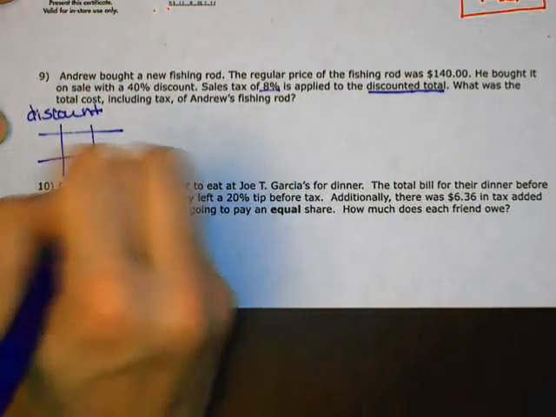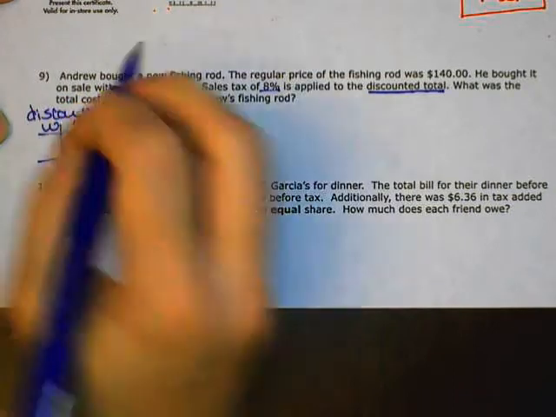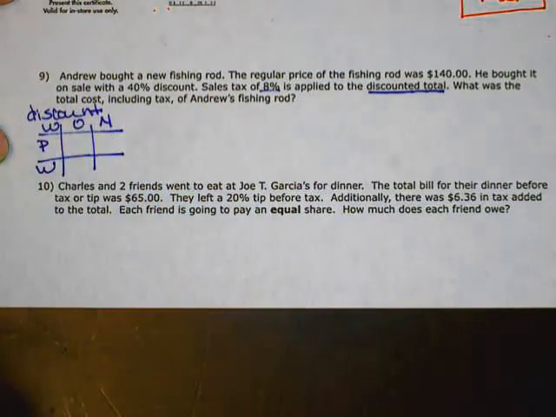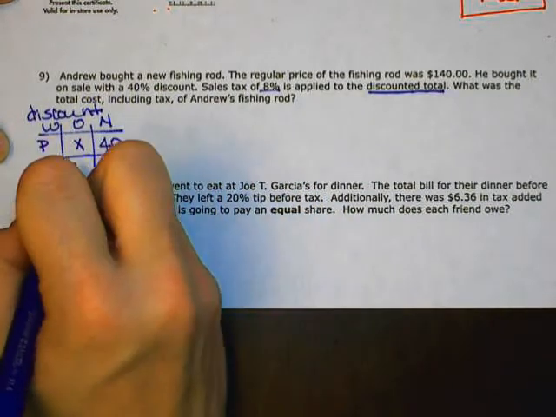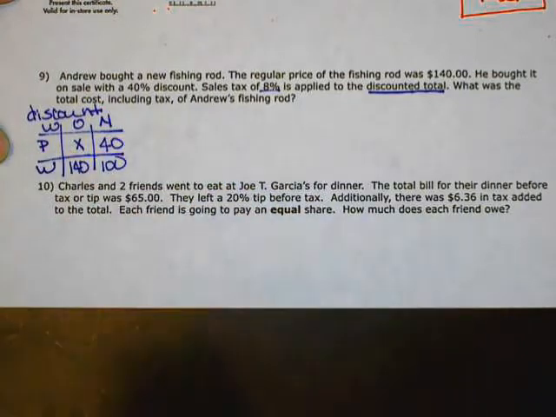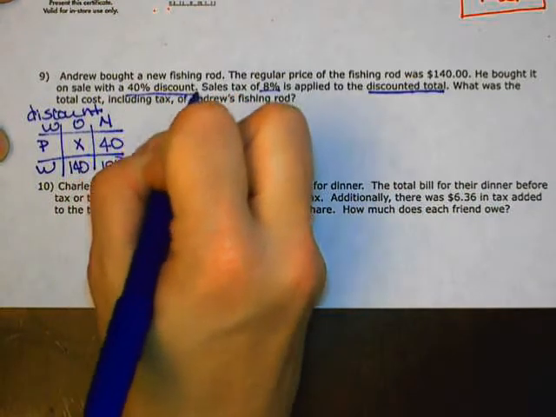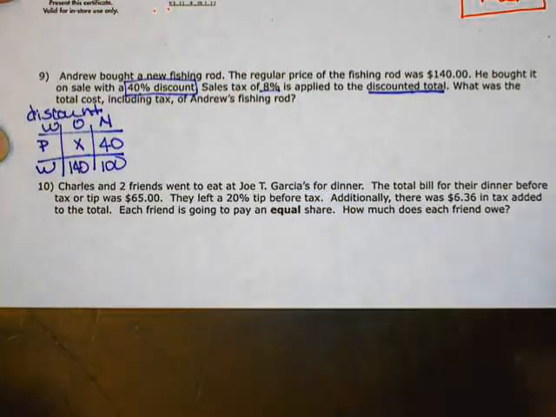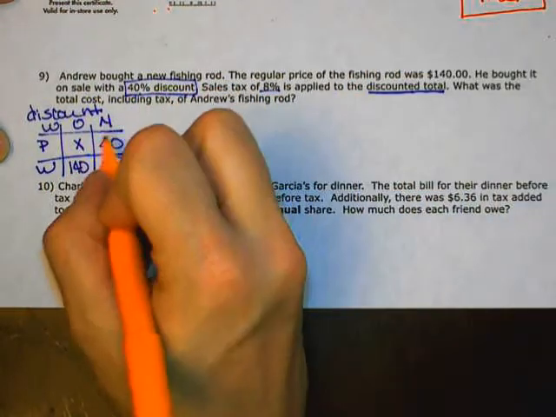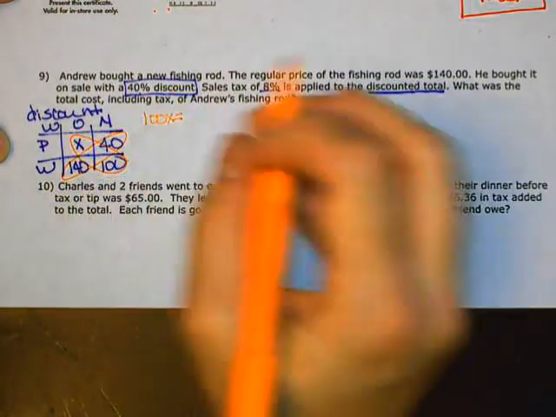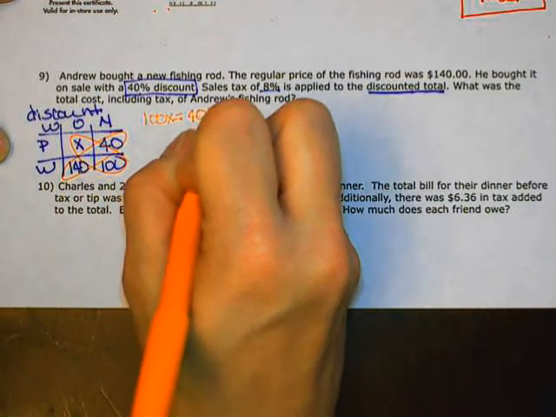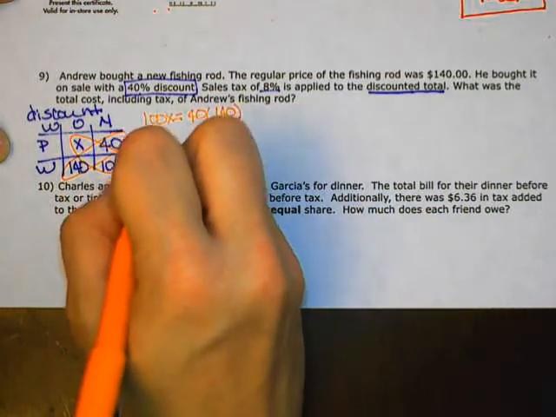You're going to set up your proportion 1 table. The percent over 100. The original always goes on the bottom left. Now, I used 40% in this proportion because 40% is the discount rate. We will solve the proportion by cross multiplying. You get 100 times X equals 40 times 140.